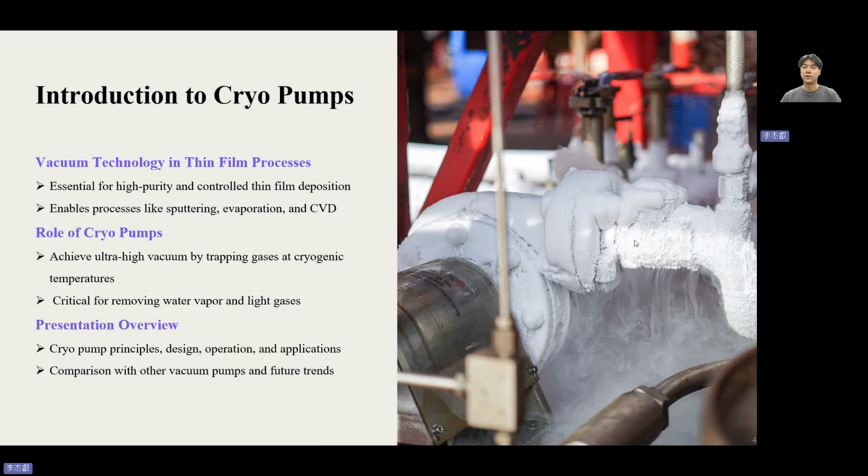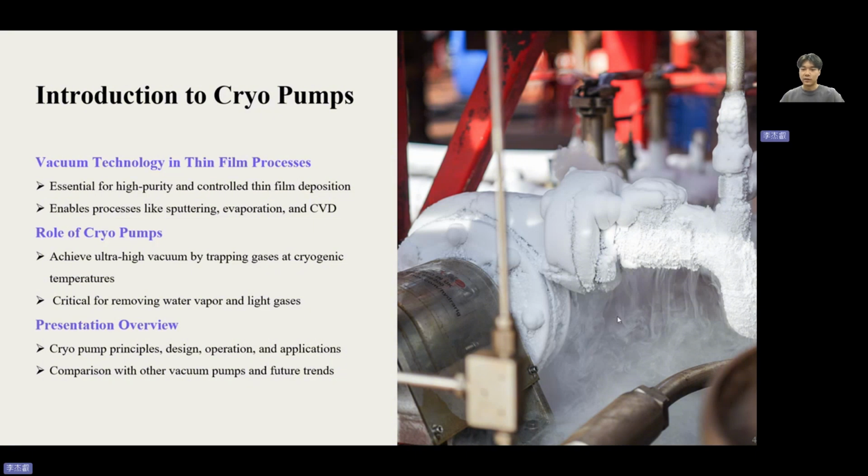In thin film processes, vacuum technology is essential, and it helps create a clean and controlled environment for deposition. This is very important for processes such as sputtering, evaporation, and CVD. If there are too many gas molecules in the chamber, they can collide with the dispersing atoms, reduce film purity, and affect the film structure. So we need a pump system that can remove gas effectively.